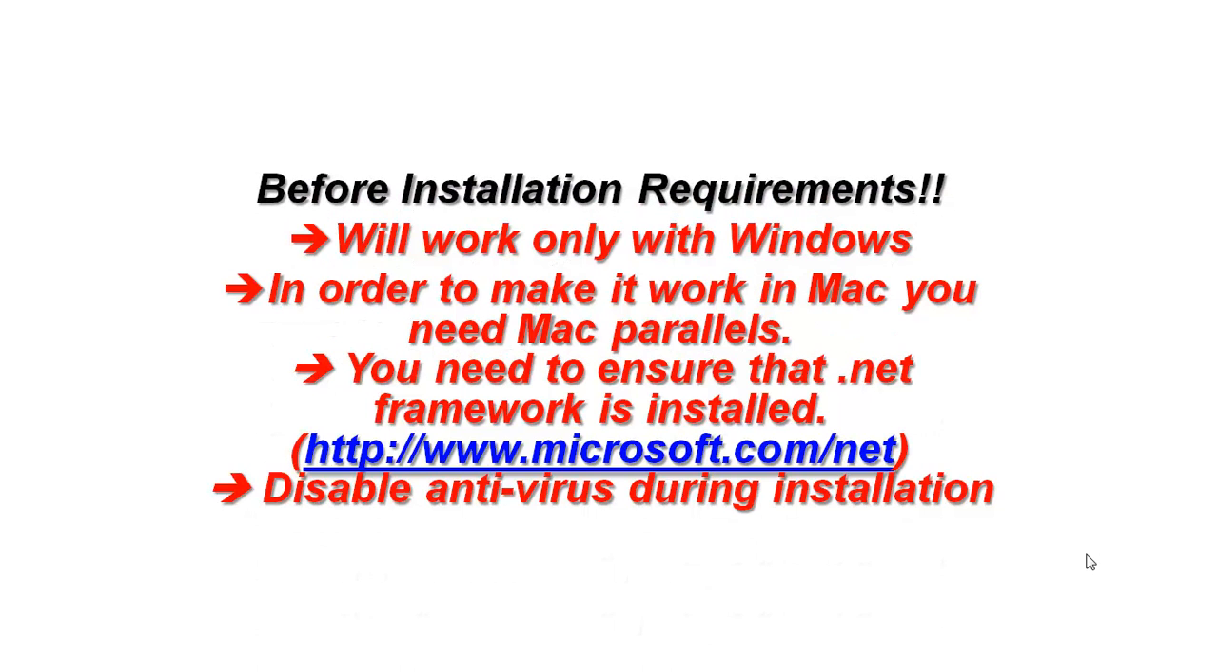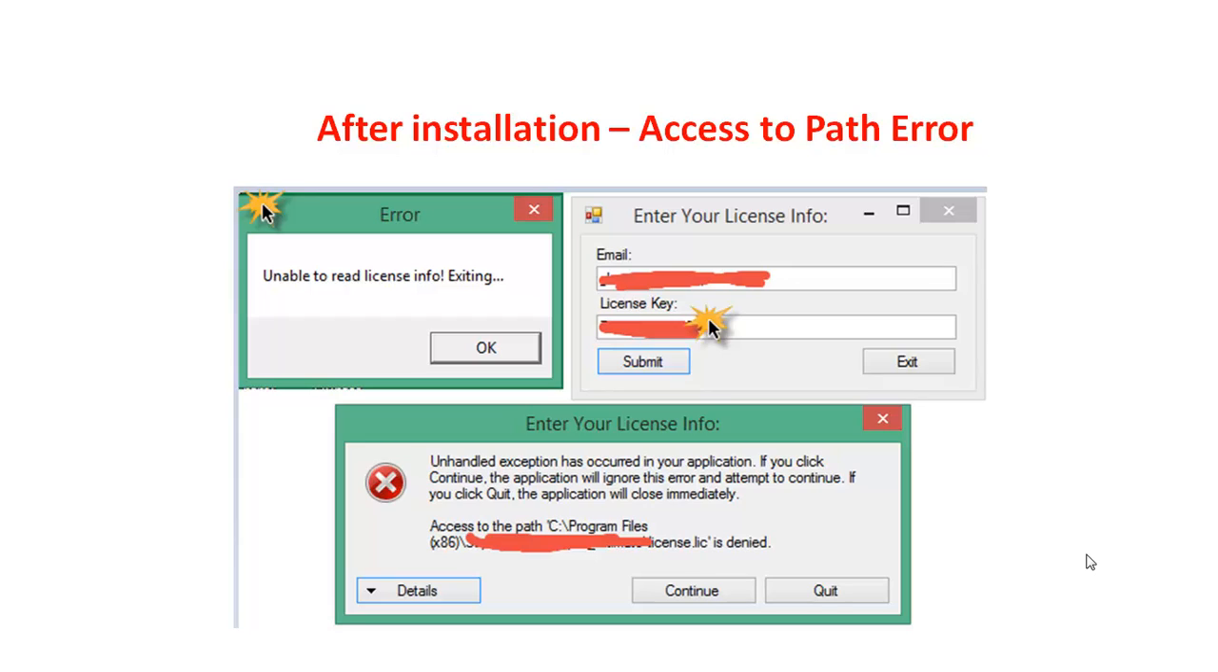Now, after installing the software, when you are entering the license key, you may encounter the following error of access to path error, which is an administrative right error. In order to troubleshoot this error, it is very simple. You just have to right click and choose to run the software as an administrator the very first time when you are running the software. Now, in order to make this more clear to you, I will actually do a quick demonstration.